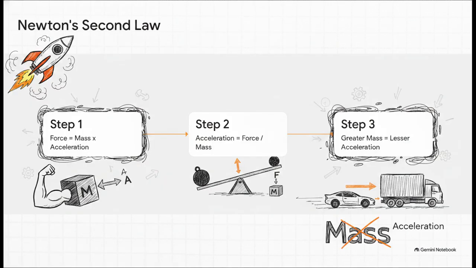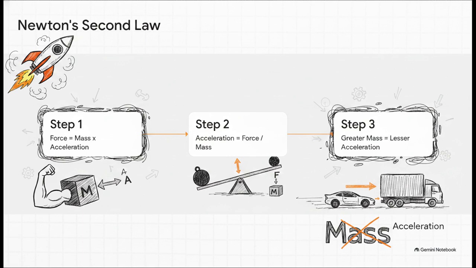Let's trace the steps. First, force is the product of an object's mass multiplied by its acceleration, right? Well, step 2, let's just flip that algebra around. Acceleration equals force divided by mass. So step 3 gives us our ultimate conclusion. Greater mass means lesser acceleration.